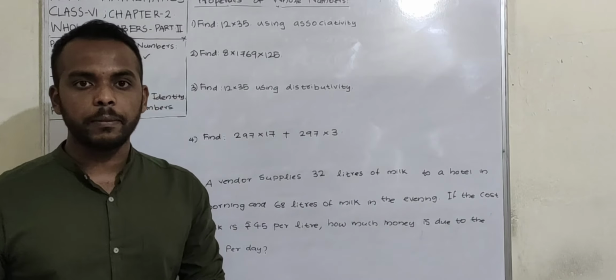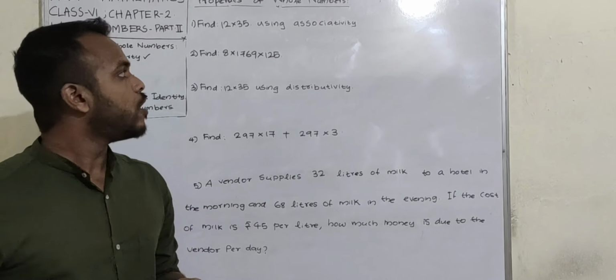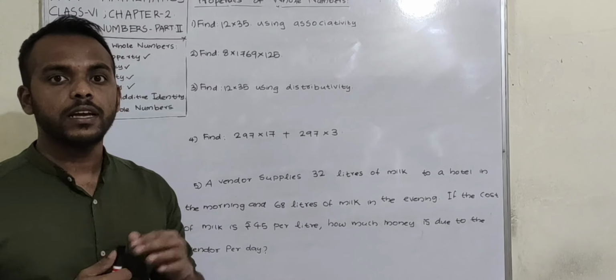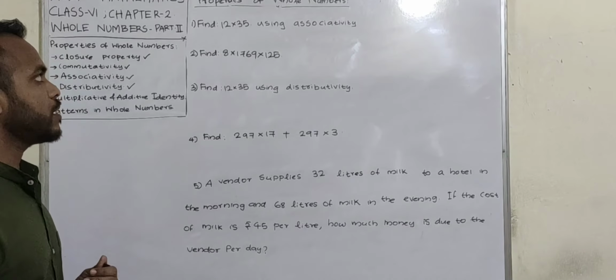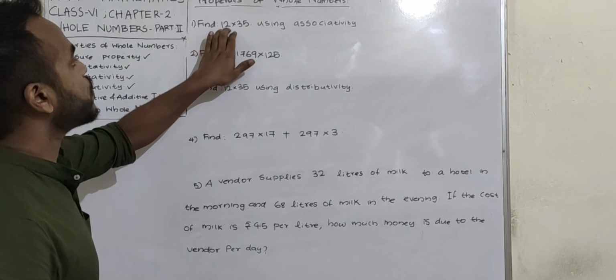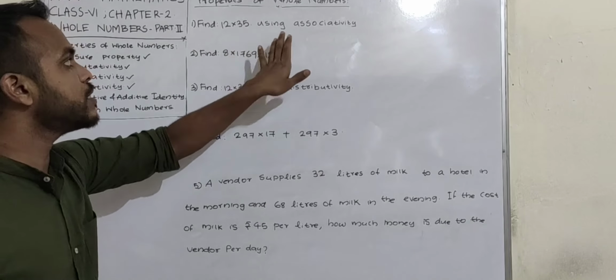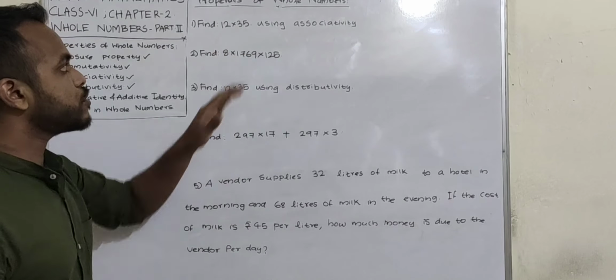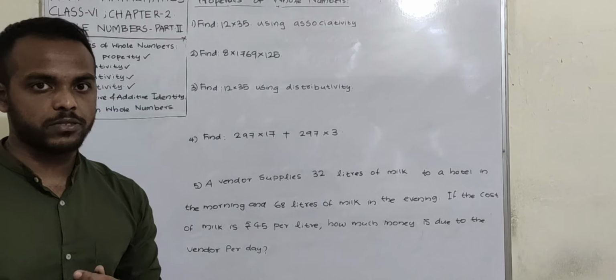Now let's see some applications of these properties, or how to solve some problems using the properties that we have learned. First of all, we are asked to find the value of 12 times 35 using associativity. To use associativity, we should have 3 numbers, right?